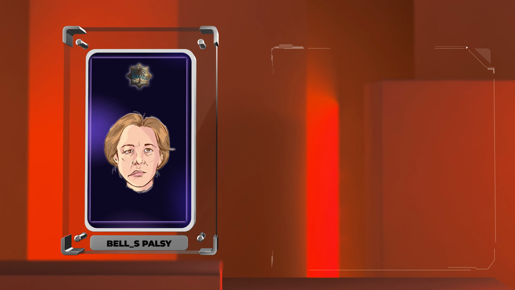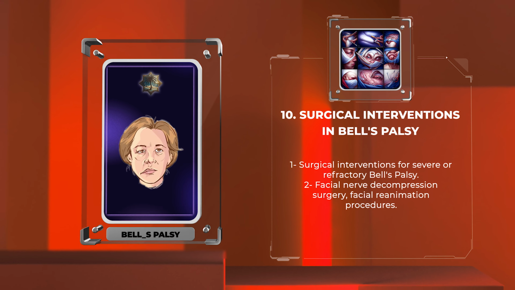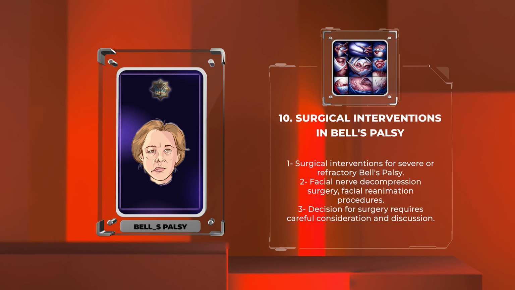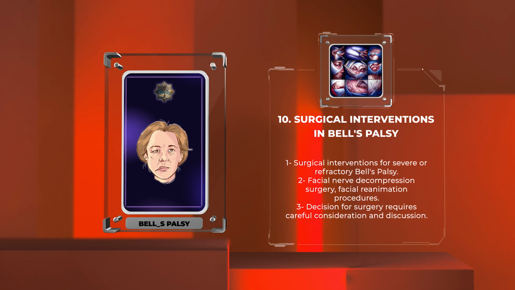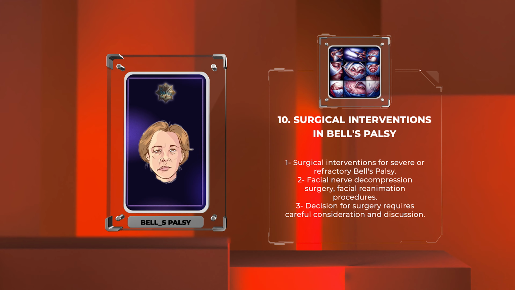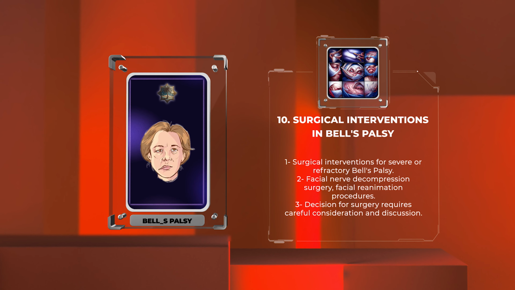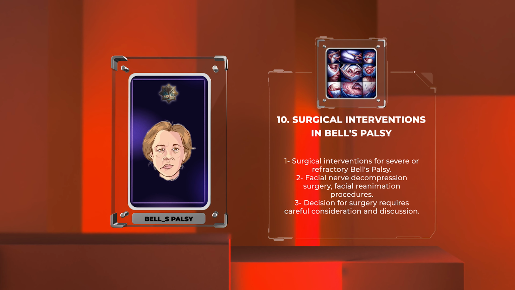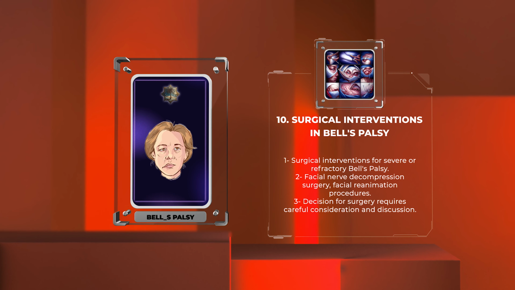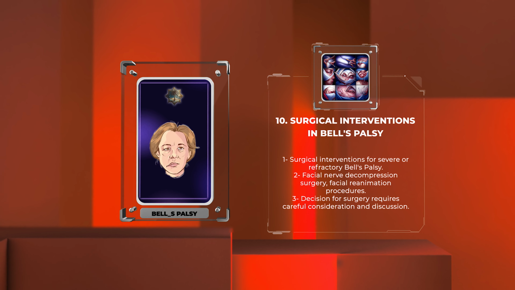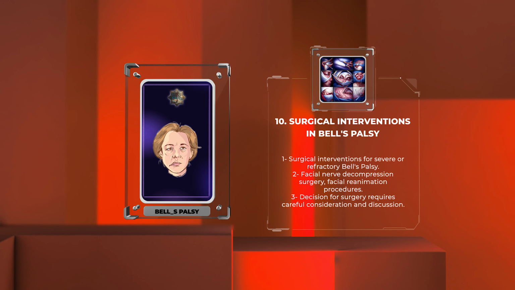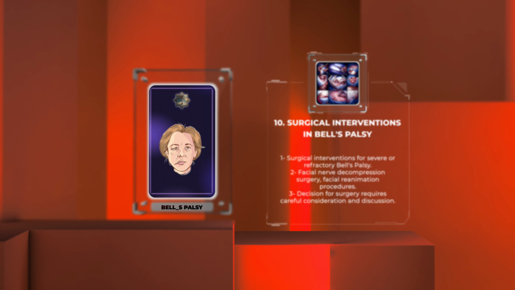Surgical interventions are reserved for certain patients with severe or refractory Bell's palsy. Facial nerve decompression surgery aims to relieve pressure on the facial nerve by removing bony or fibrous structures that may be compressing the nerve. Other surgical options include facial reanimation procedures, such as nerve grafting or muscle transfers, which aim to restore facial symmetry and function. The decision to proceed with surgery requires careful consideration and discussion among the patient, neurologist, and otolaryngologist.